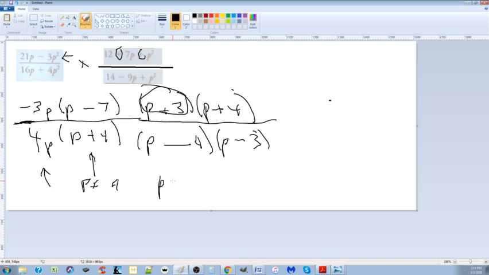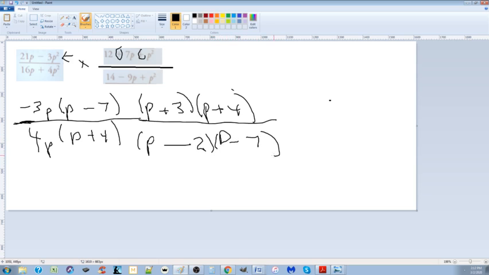It's 4p minus 7. Did I get it right? No, I got it wrong at the bottom. That's why I'm getting all confused at the bottom. It's not 4 and 3 in the bottom. It is 7 and 2. Confusing, confusing, confusing. And that's why I shouldn't drink in the afternoon. So, there we go.